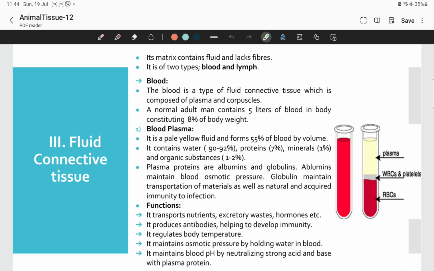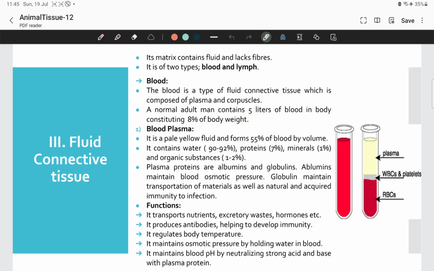Blood, we all have seen, is red in color, and it is red in color due to a pigment known as hemoglobin. All right, so hemoglobin makes the blood red in color. It is composed of two components: plasma and corpuscles. Here, plasma is the matrix, and corpuscles are the cells. As I told before, it doesn't have fibers. A normal adult has around 5 liters of blood, and it constitutes 8% of body weight.